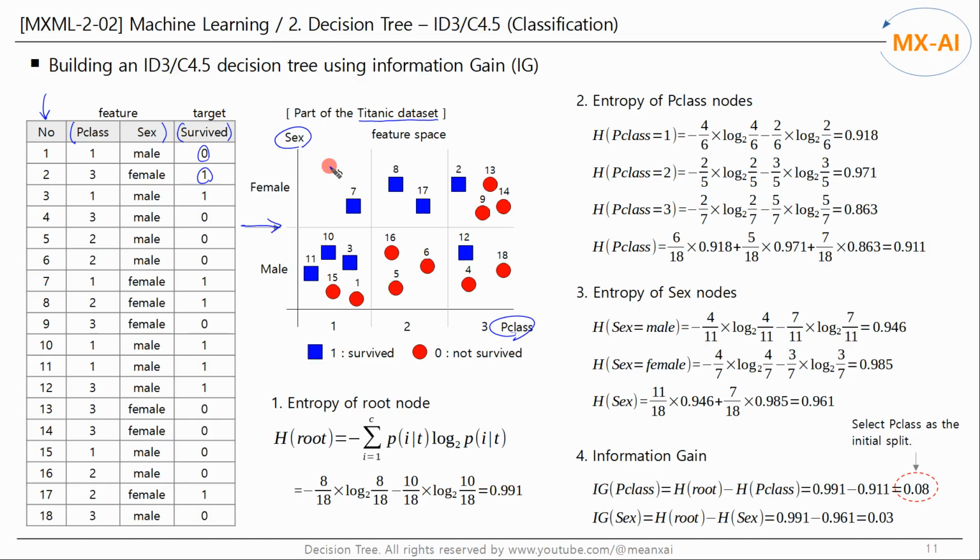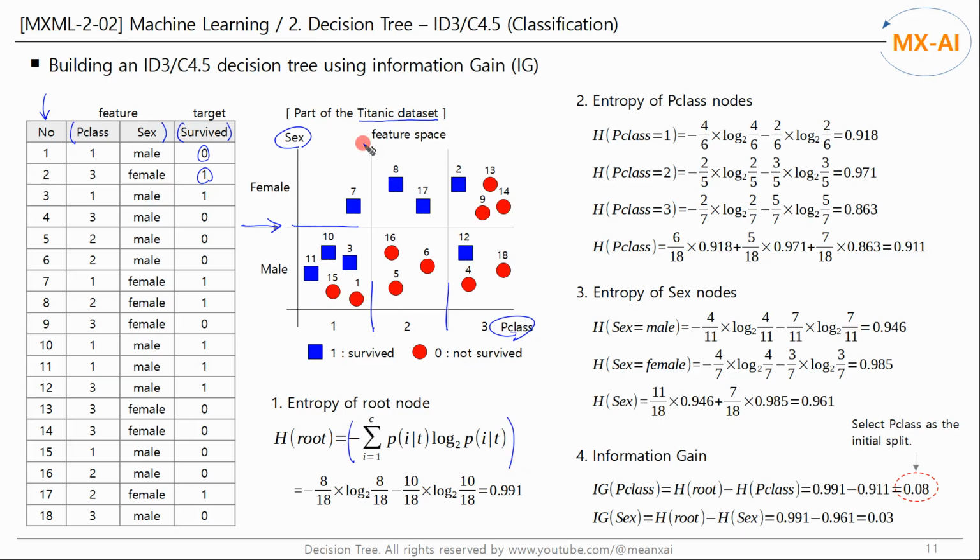When building an ID3 decision tree using this dataset, we have 2 choices. The first choice is to split the feature p-class first, and then split the feature sex. The second choice is to split the feature sex first, and then split the feature p-class. Using information gain, we can determine which of the 2 is the better choice. This time, let's calculate the information gain using entropy.